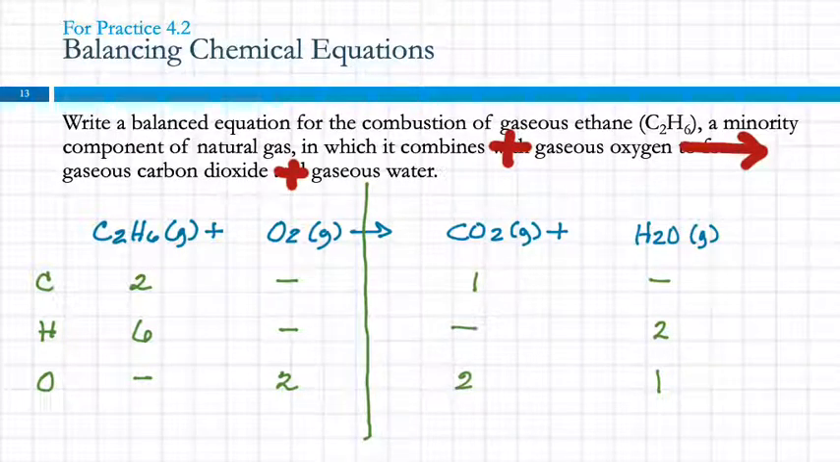I can put a coefficient of 2 in front of the formula. So I put a 2 here. That changes how many carbons and how many oxygens there are, so I'm going to adjust that. Now I have 2 carbons and how many oxygens? 4. 2 times 2 is 4. Okay? So my carbons are balanced.